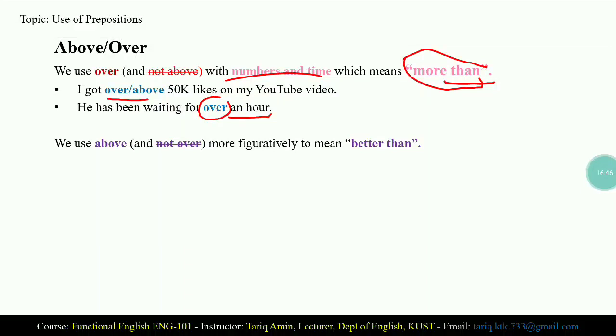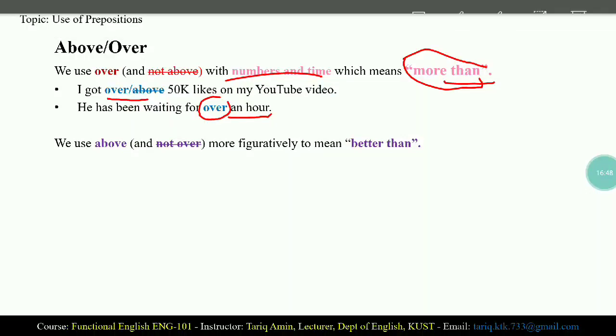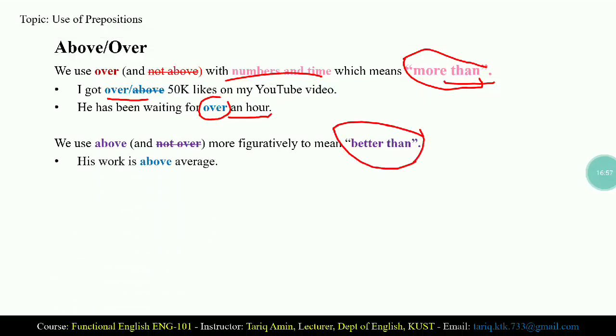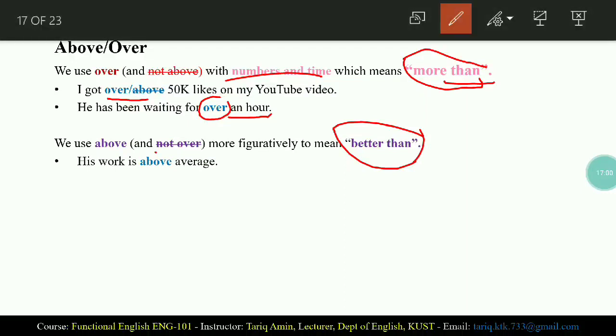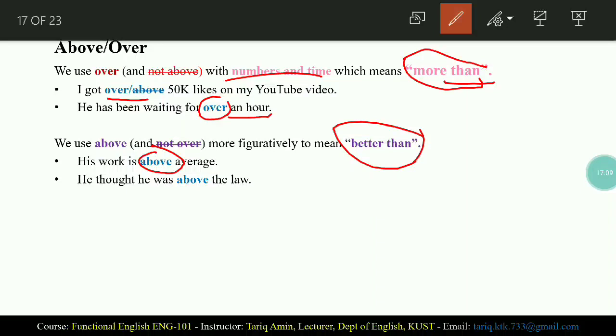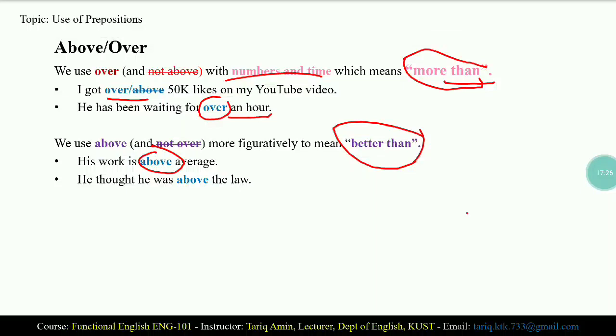So over means more than in such sentences, and we use above and not over more figuratively to mean better than. For example, his work is above average. It means that his work is better than average. He thought he was above the law. This is a sentence that is normally used in newspapers and television as well. They say that no one is above the law. It means that no one is better than the law. So the use of above in such sentences means better than.